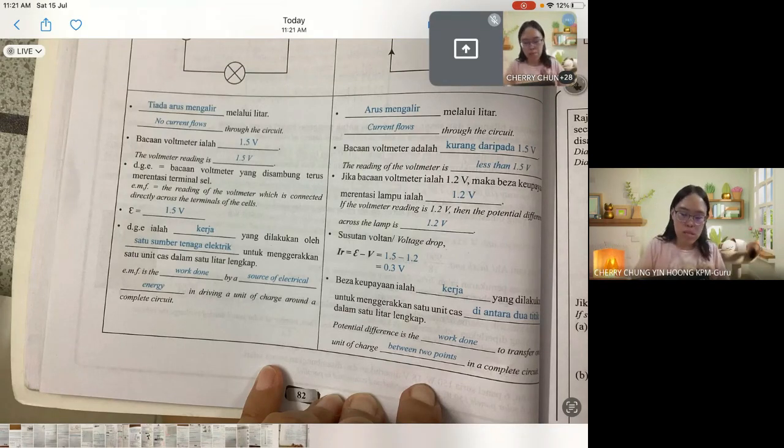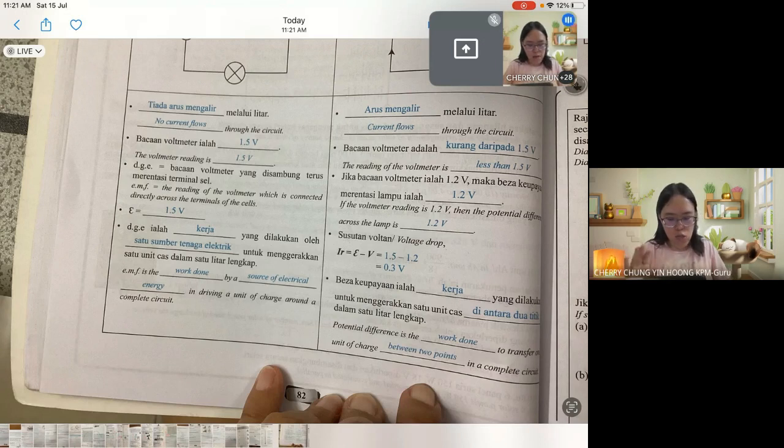And when it's an open circuit, the voltmeter reading is catching the EMF of the battery. However, when it's a closed circuit, the voltmeter reading will be less than the EMF. So let us look at the question.